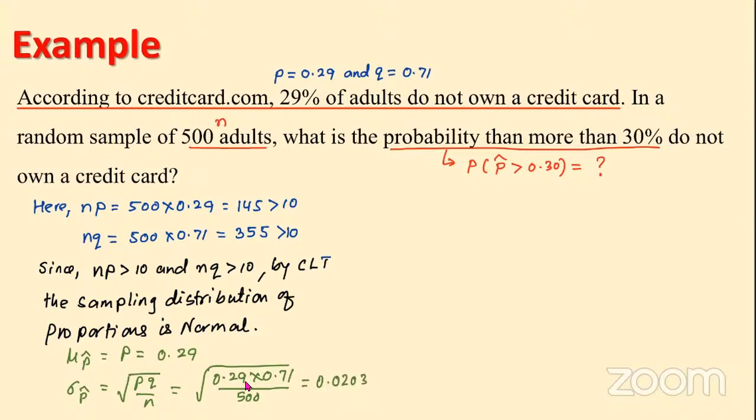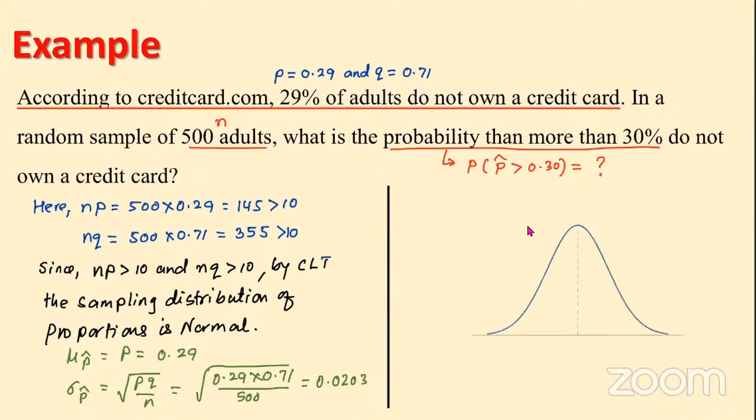So what we know so far is that the sampling distribution of the proportion is normal. That's what we know from the central limit theorem. And for that distribution, we also know the mean and the standard deviation, which is a very important thing we got from the central limit theorem. Mean is 0.29, standard deviation is this one. Because we know the distribution is normal, we can quickly draw it.